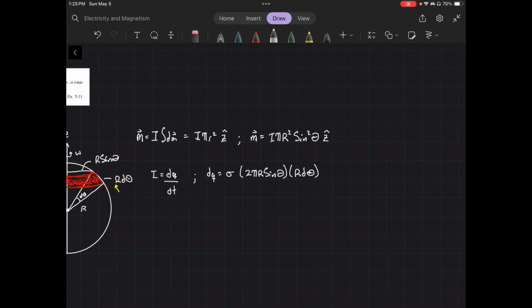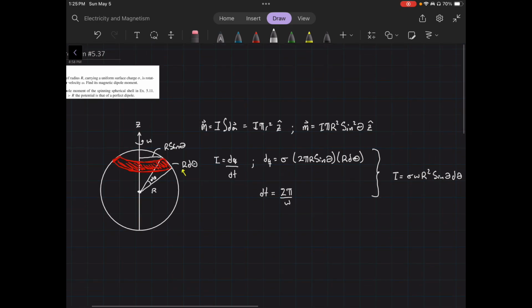So for dt, we know that to make one full revolution, it goes 2 pi radians, and it's moving with an angular velocity omega. So we can say dt is equal to 2 pi divided by omega. When we combine those two, we can write our current as I equals sigma omega r squared sine theta d theta.